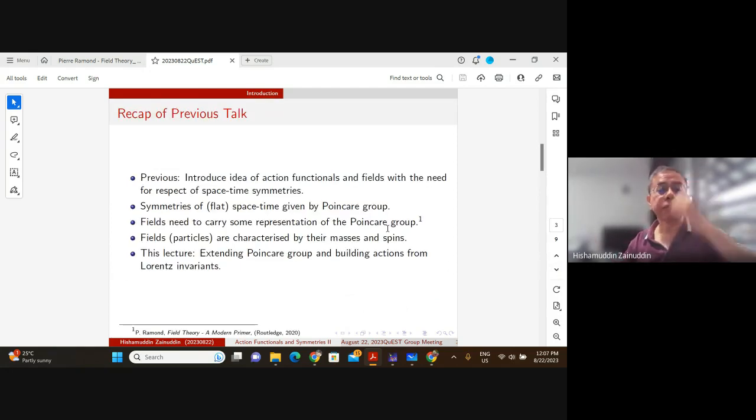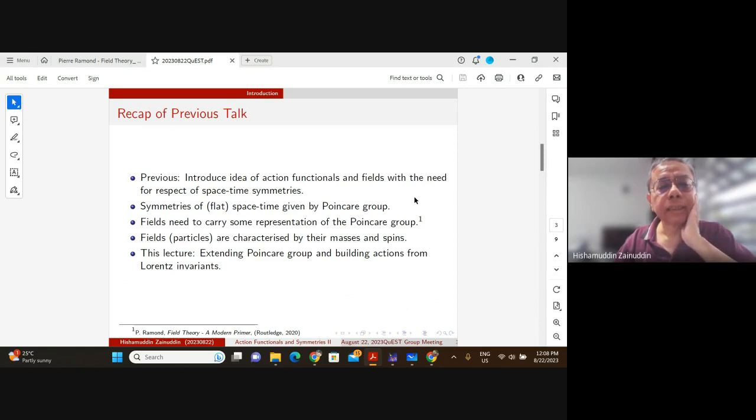the recap of the previous talk. What we did was to introduce action functionals, and remember the action has the same dimension as the Planck constant, so it plays a role in characterizing the quantum behavior. More specifically, the natural setting for this would be the path integral, but we'll wait for some other time to introduce that.